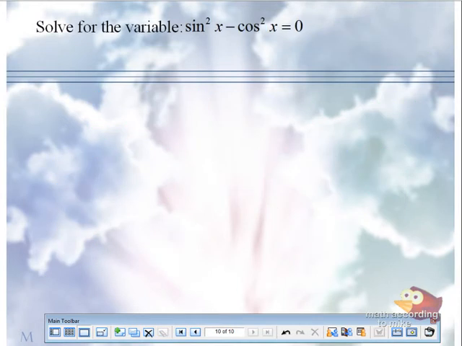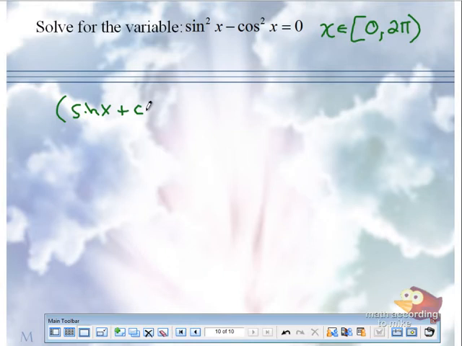In our last one here, we'll also have to do some factorization. And even though I don't have it written, we are going to assume that x is between 0 and 2 pi. So just like before, we'll have to give our final answer in terms of radians. Well, what format does sine squared of x minus cosine squared of x have? Good. It has a difference of squares. So this would be the sine of x plus the cosine of x times the sine of x minus the cosine of x equals 0.